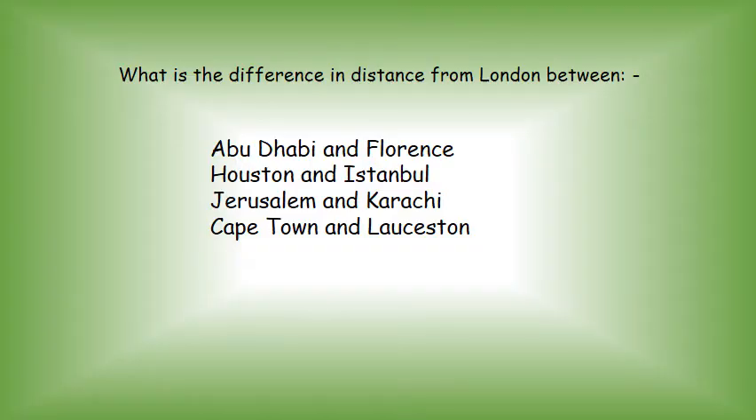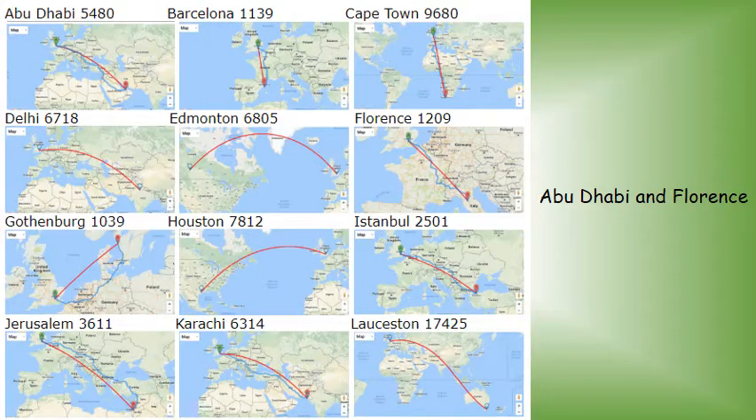The next thing we're going to do is to work on some find the difference problems using the different cities on the map. So I would like you to find the difference in distance from London between Abu Dhabi and Florence, Houston and Istanbul, Jerusalem and Karachi, Cape Town and Launceston. We'll do the first one together.